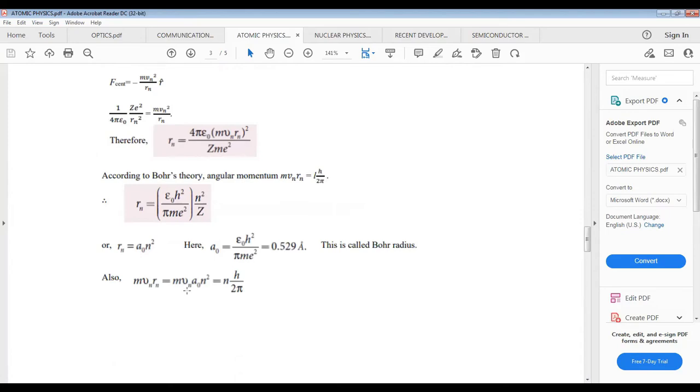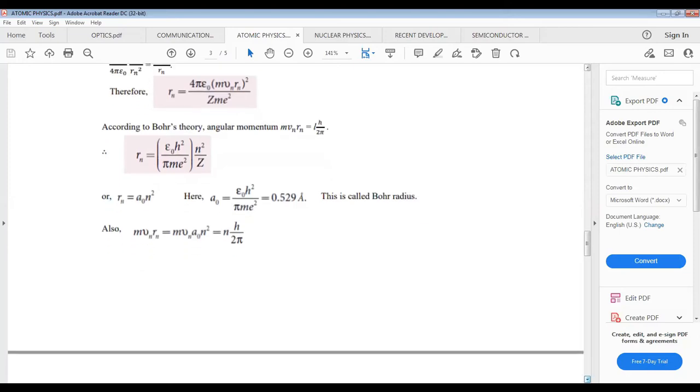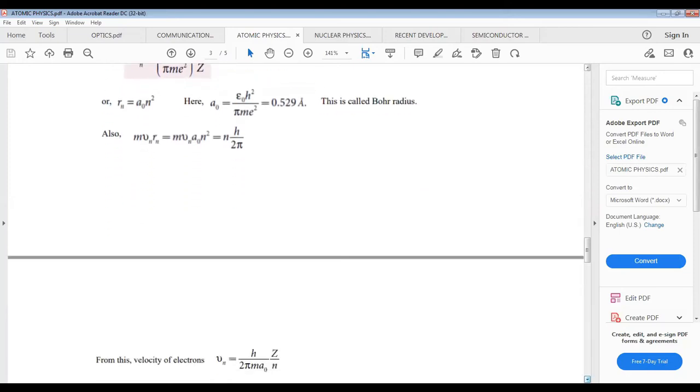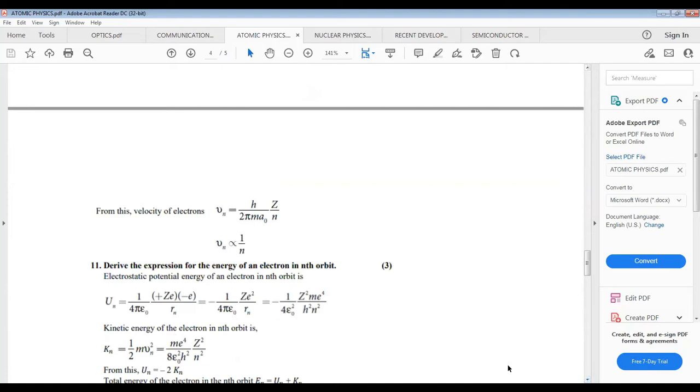Then m v_n r_n is equal to m v_n a_0 n square is equal to nh by 2 pi. So after simplification, you will get this value. This is the derivation, you can work it out. Then the velocity of the electron is inversely proportional to the quantum number n, for the first orbit, second orbit, and third orbit.